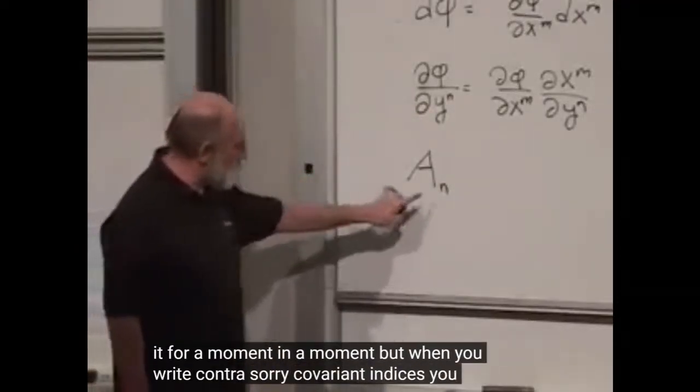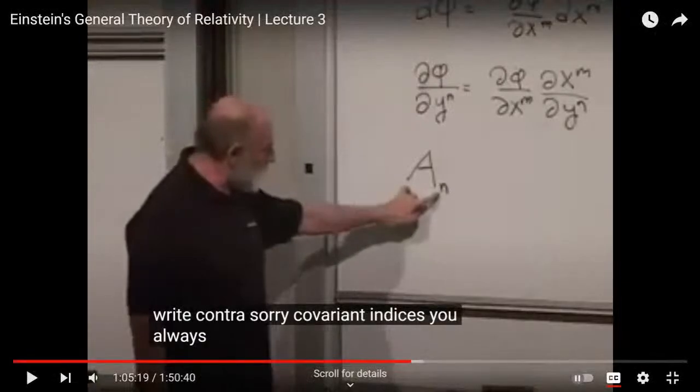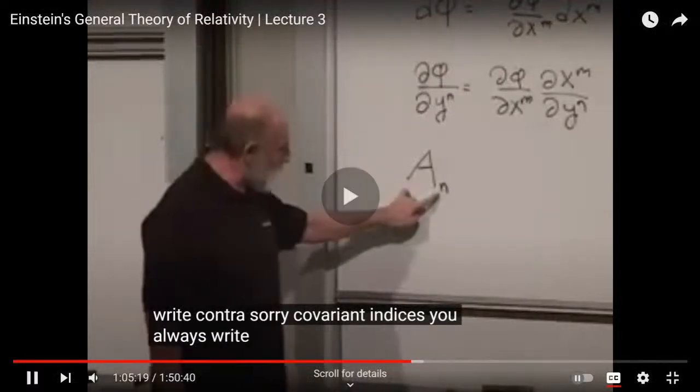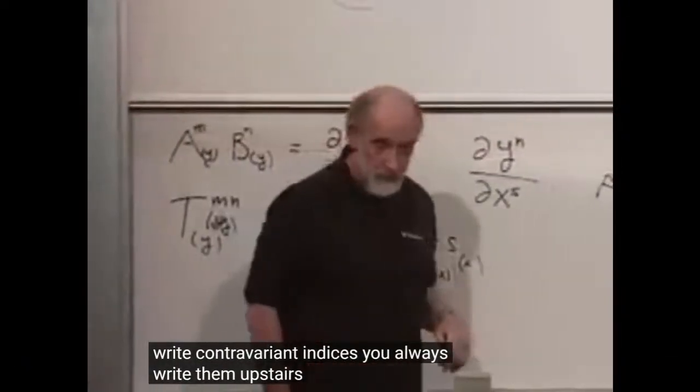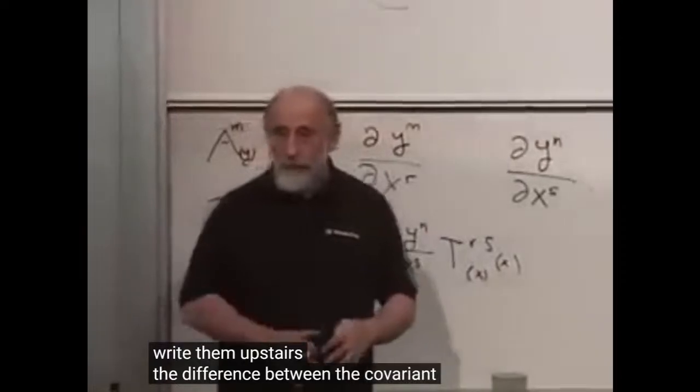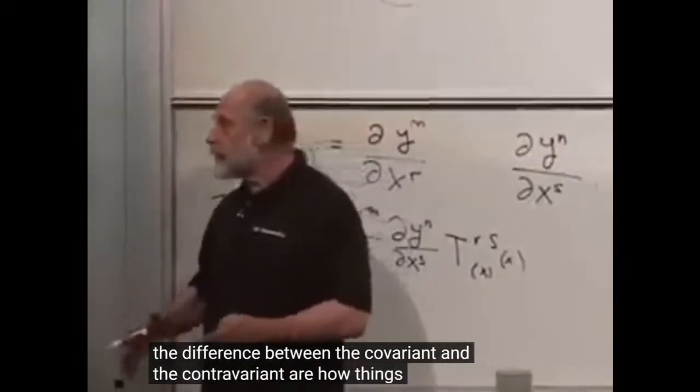covariant indices, there's always covariant and contravariant. Write them downstairs. When you write contravariant indices, you always write them upstairs. The difference between the covariant and the contravariant is how things transform.